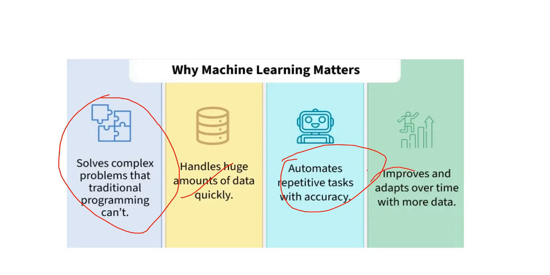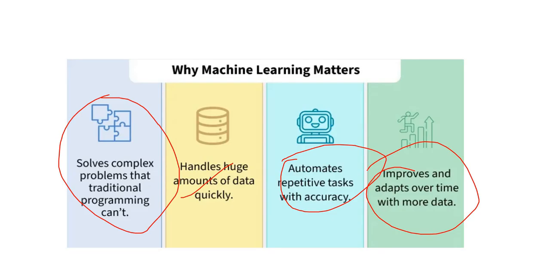The last one, the fourth section, is that it improves and adapts over time with more data. One of machine learning's biggest strengths is its ability to learn and improve continuously. As new data is added, machine learning models refine their predictions and accuracy automatically. This means performance keeps improving without reprogramming. For example, recommendation systems like Netflix get better over time as they learn more about user preferences.